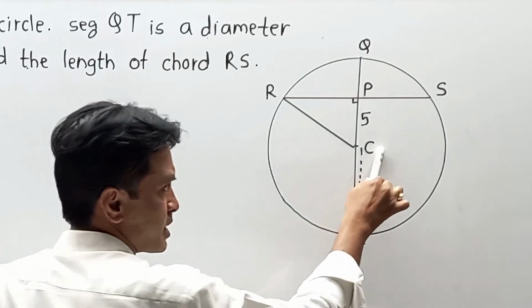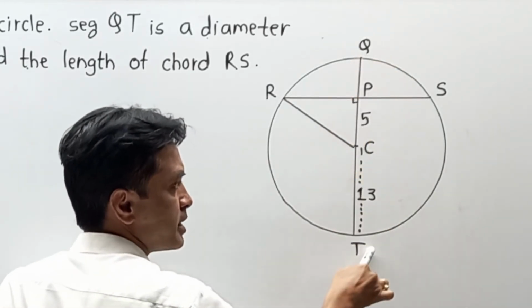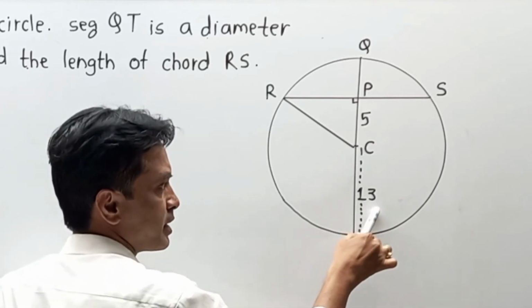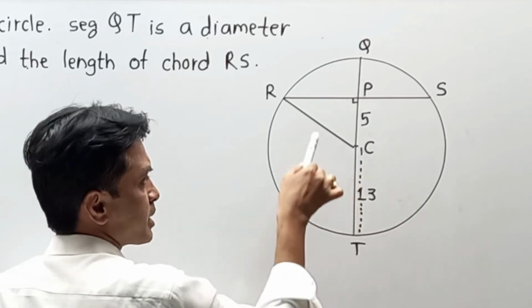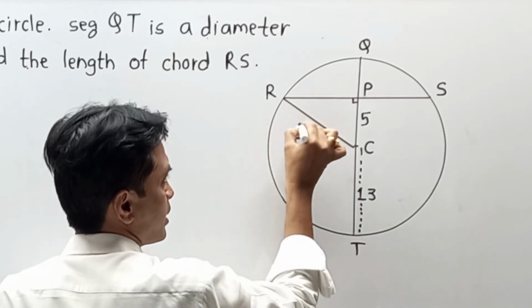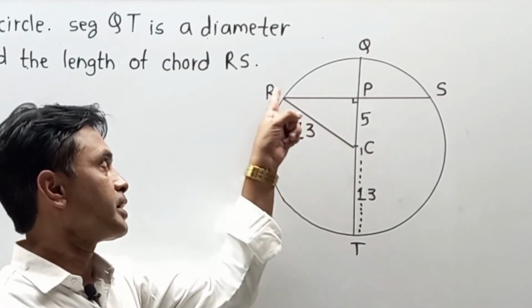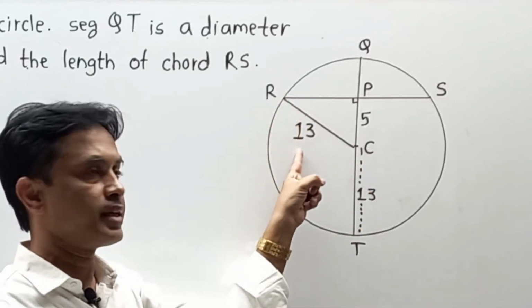Now, as C is the center of a circle and QT is a diameter, naturally CT will act as a radius, that is 13. If CT is the radius, which is 13, naturally CR is also a radius, so that also becomes 13. Reason: radius of the same circle. And so we have the value of CR, that is a radius of 13.